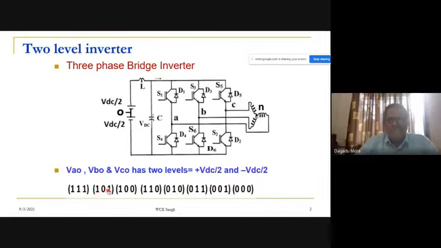Similarly, we have 1 0 1. The 1 means S1 is on, the middle 0 means S6 is on, and the LSB 1 means S5 is on. So 1 0 1 means that S1, S6, and S5 are on. This inverter has 8 switching states. We have listed them here; the possible switching states are 8, that is 2 raised to 3.